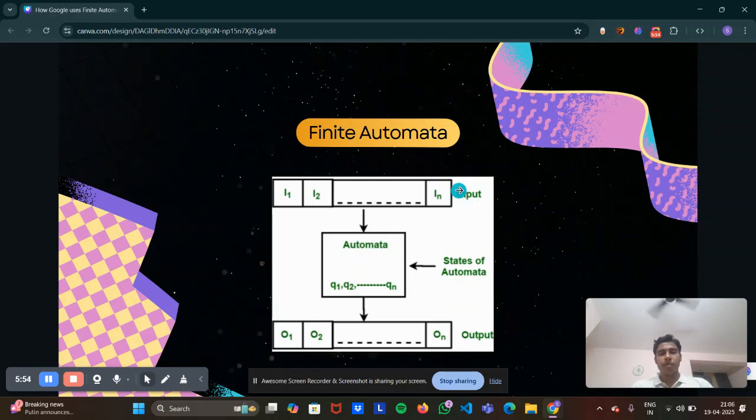Here we have the image of a finite automata. There is an input tape which contains the input characters. The input characters are fed into the finite automata. The finite automata here contains a finite number of states such as Q1, Q2, Q3 up to Qn, where n is a finite number. After the finite automata processes each character, it gives the output in the output tape.